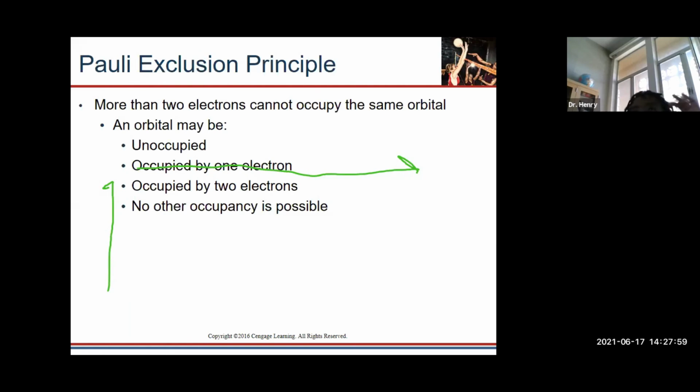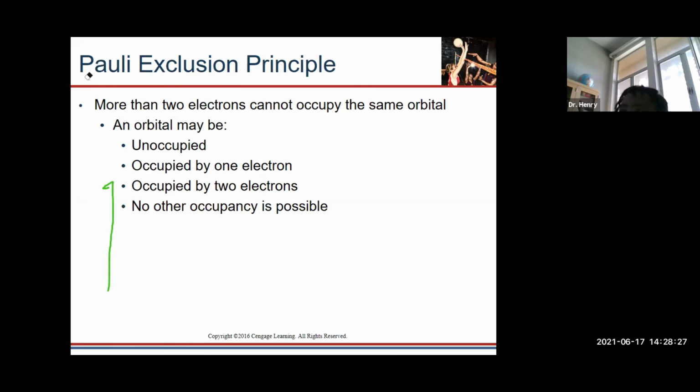We have rules. One of those rules or principles is called the Pauli exclusion principle. Basically, it says that you can have either an unoccupied orbital, an orbital that has one electron, or one that has two electrons. It'll never have all four electrons in one, or all six in one, right?